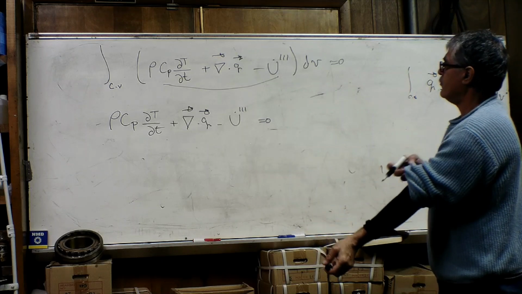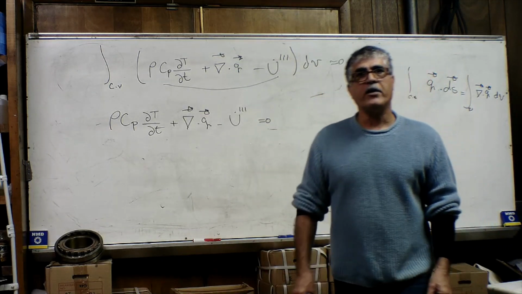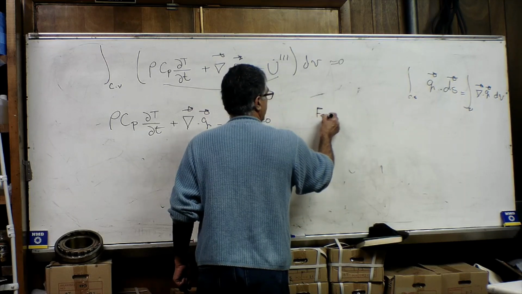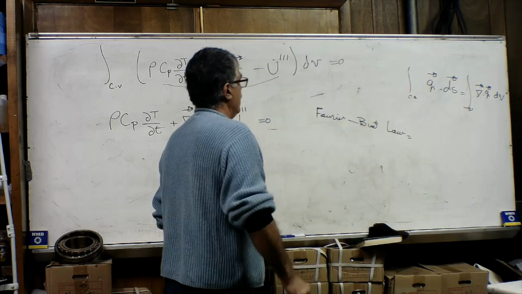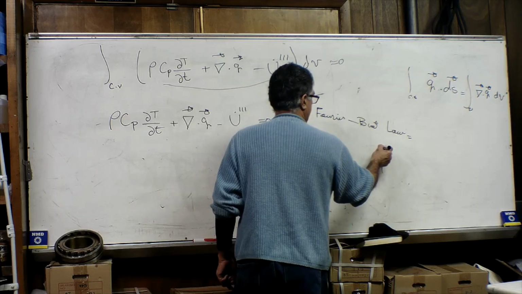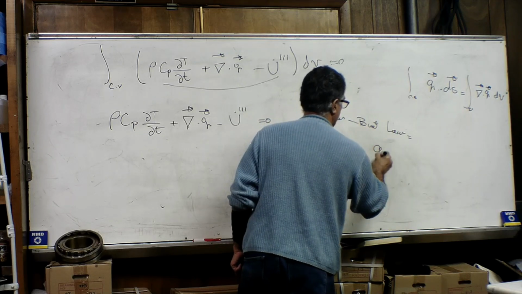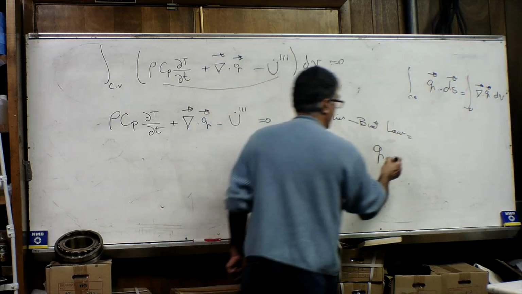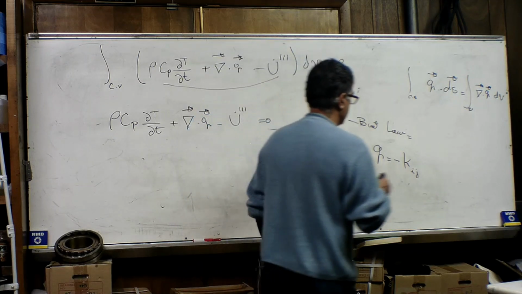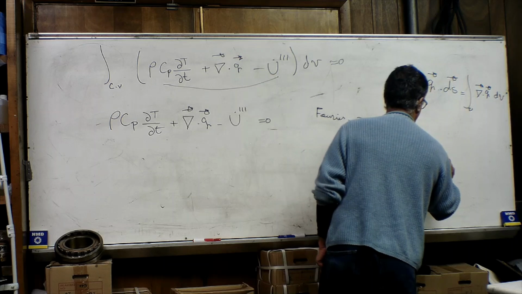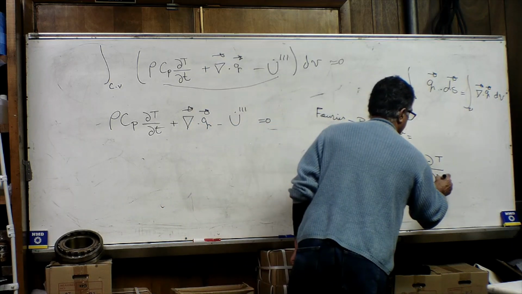Now here, this Q, the heat transfer, according to the Fourier-Biot law, the Fourier-Biot law states that heat transfer Q is equal to minus Kij partial derivative of temperature with respect to xj.